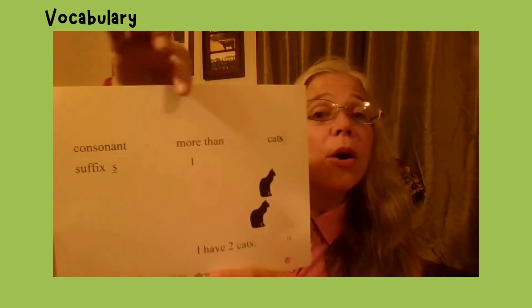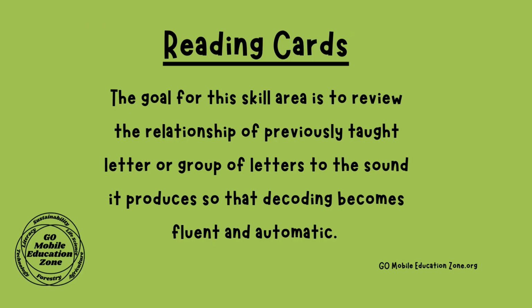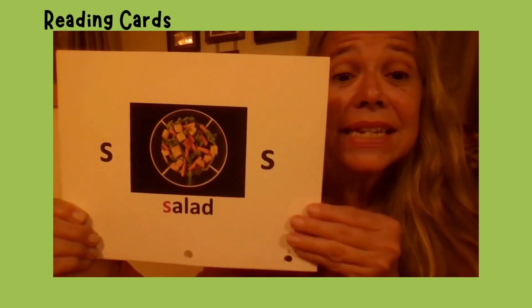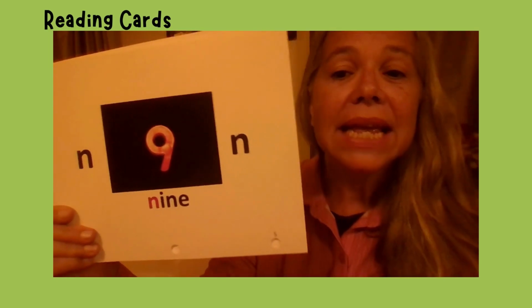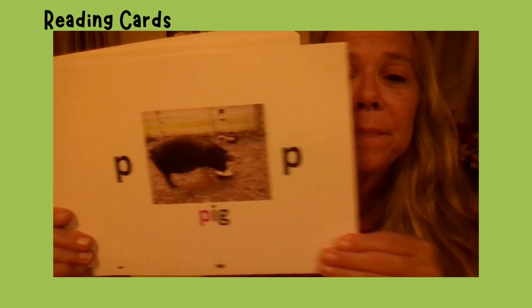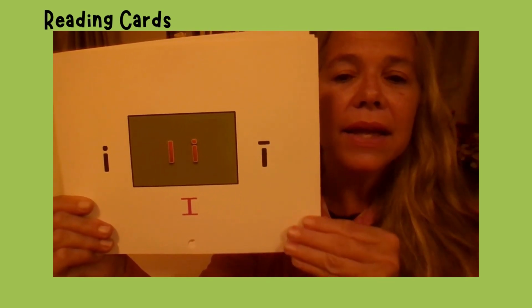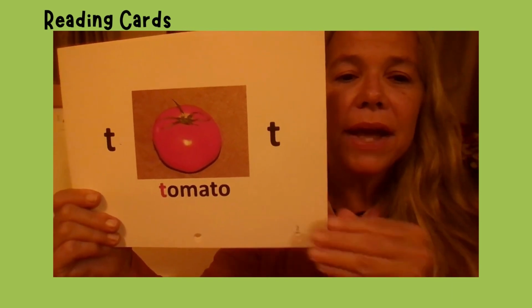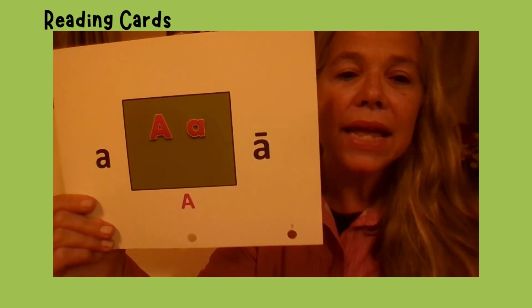Let's review the suffixes we already know. Consonant suffix s, more than one, cats. I have two cats. S, salad, s. S, rose, z. N, nine, n. P, pig, p. I, itch, i. T, tomato, t. A, apple, a.